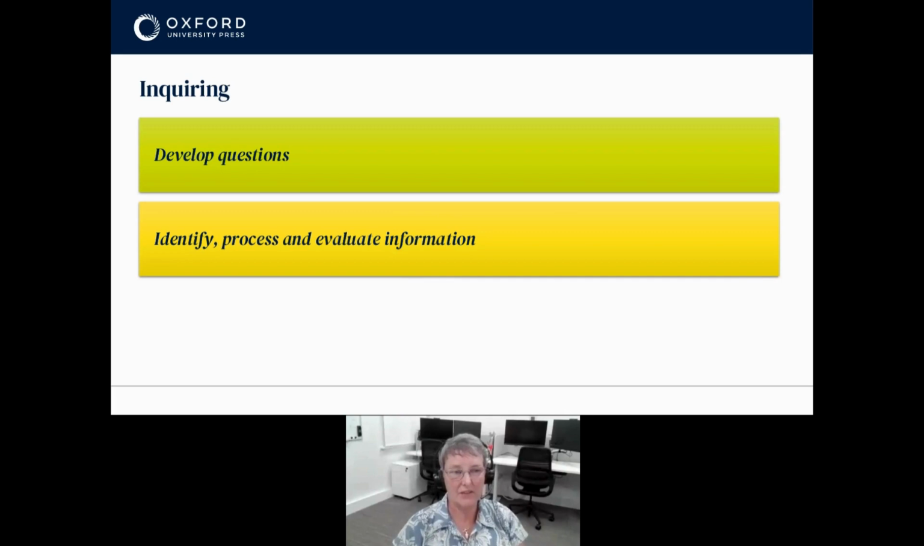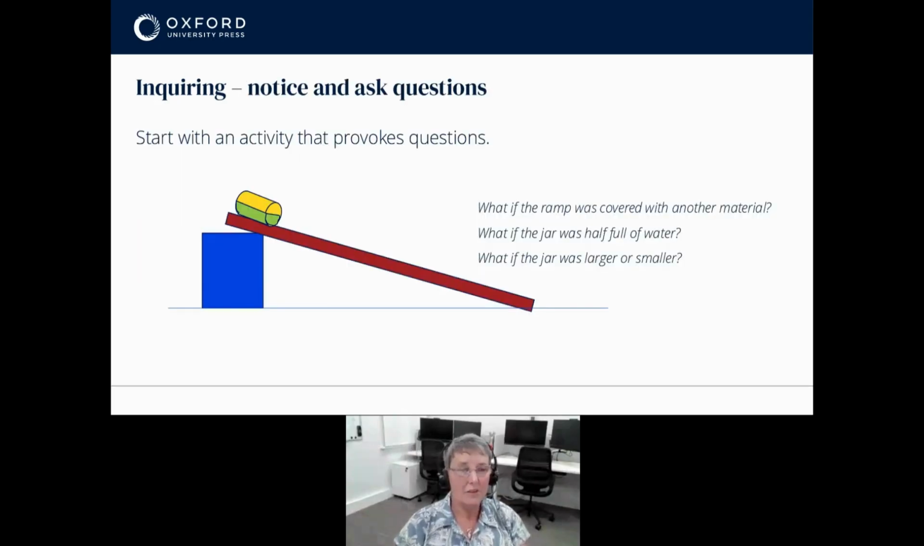So that first stage, this is about students noticing, identifying, processing, and evaluating the information. So how true is that information? How much evidence is there to back it up? So it's not evaluating an outcome yet, it's evaluating what they see in front of them. So the very first one is start with an activity. So if you're starting a unit or a new particular topic, start with something that provokes questions with students.